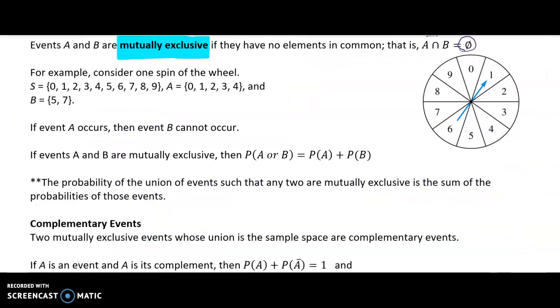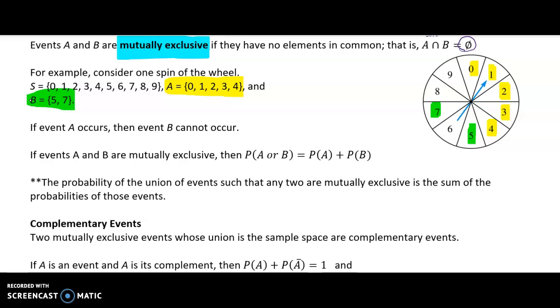For example, here we have a spinning wheel to our right. Now the sample space is the numbers 0 through 9. Those are all the numbers on the different sections of the spinning wheel. We have event A, which is spinning a 0 through 4. So we can mark off 0 through 4 in yellow. And then we have event B, which is getting a 5 or 7. So let's mark off 5 and 7 in green.